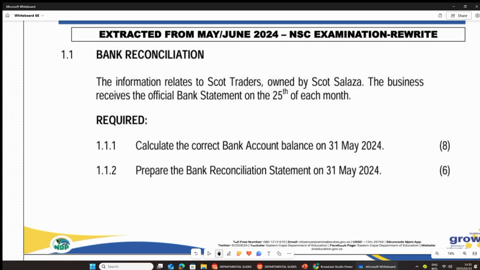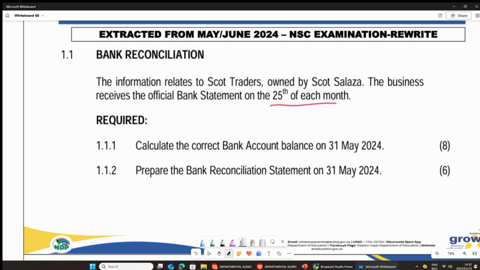The information relates to Scott Traders. Very important, you need to identify whose books you are asked to do. In this case, you're asked to do Scott Traders' books. The owner of this business is Scott Salazar. The business received their official bank statement from the bank that they are banking with. This is very important, guys.